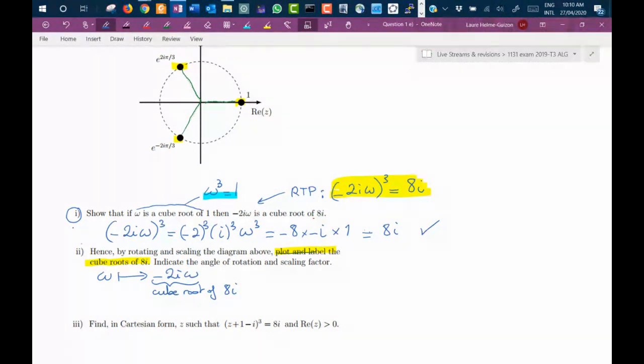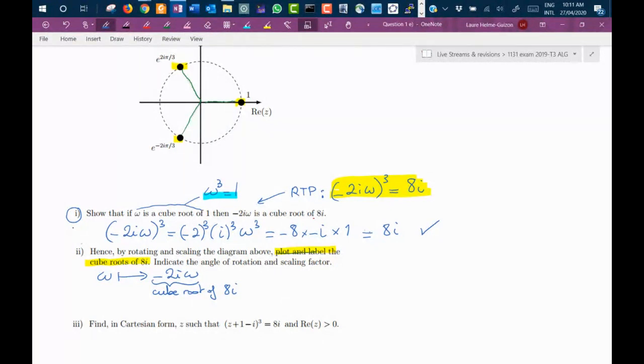Yes, polar. Because if you rotate, you're really looking at the angle. So the polar form looks at the angle. And scaling means, for example, all the distances are multiplied by 3 or divided by 4 or something like that. And that's something you would see in the modulus. So with this in mind, let's see.